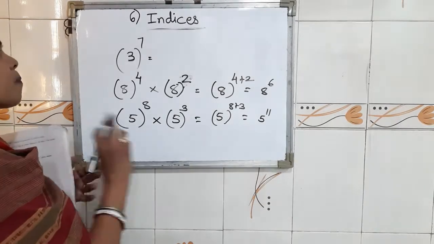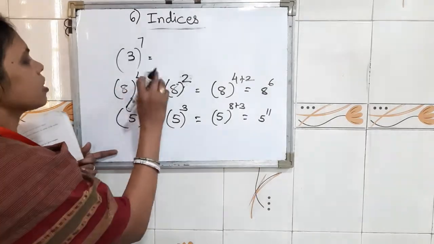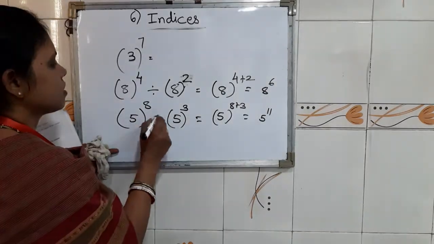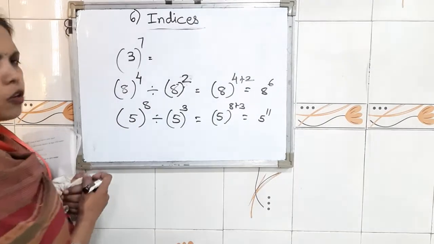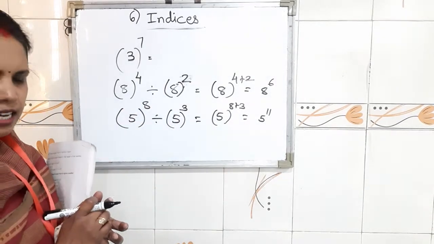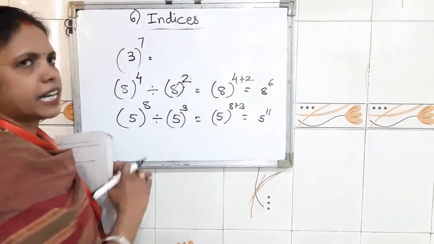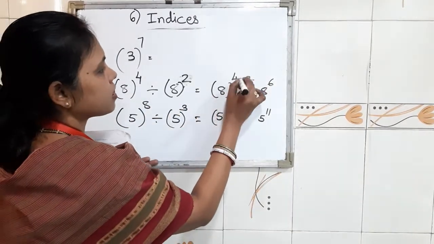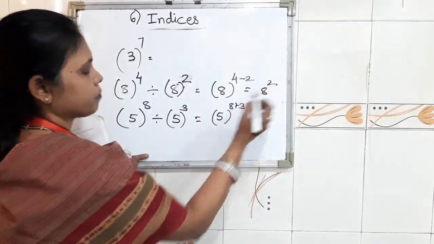In the same way, suppose the base is the same and in between there is a divide sign. We take the same sum: 8 raised to 4 and 8 raised to 2, with a divide sign in between. If there was a multiplication sign, we added the index. Here the divide sign is there, so what will we do? We will subtract the index. Here 4 minus 2, your answer will be 2.